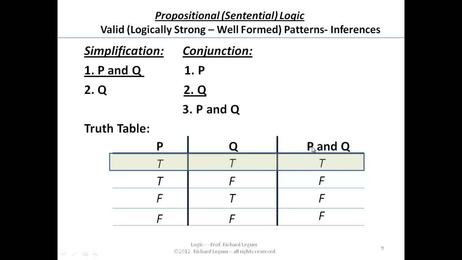Now notice the truth table doesn't tell us whether P and Q are in fact true. It says for any P and any Q, these are the relations that hold between the truth values of the components, the individual P's and Q's, and the truth value of the new proposition that's made by conjunction, P and Q.